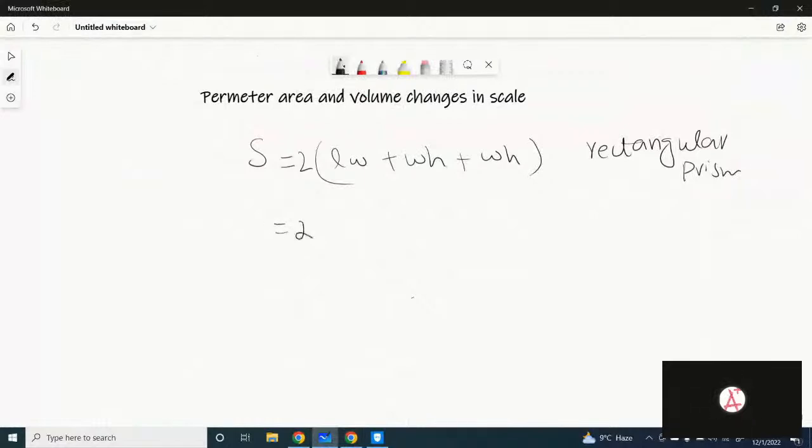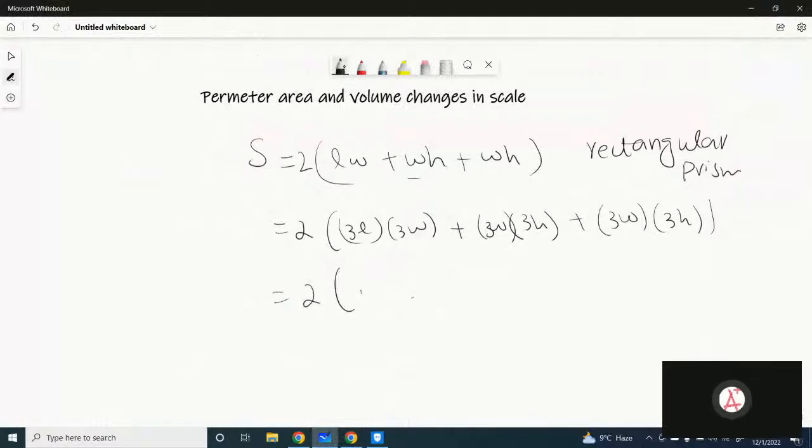Now all of them are tripled. L is now 3L, W is now 3W, and H is now 3H. Plus again, W is 3W and height is 3H. So you have 2, and 3 times 3 is 9 length width, plus 3 times 3 is 9 width height, plus again 3 times 3 is 9 width height.